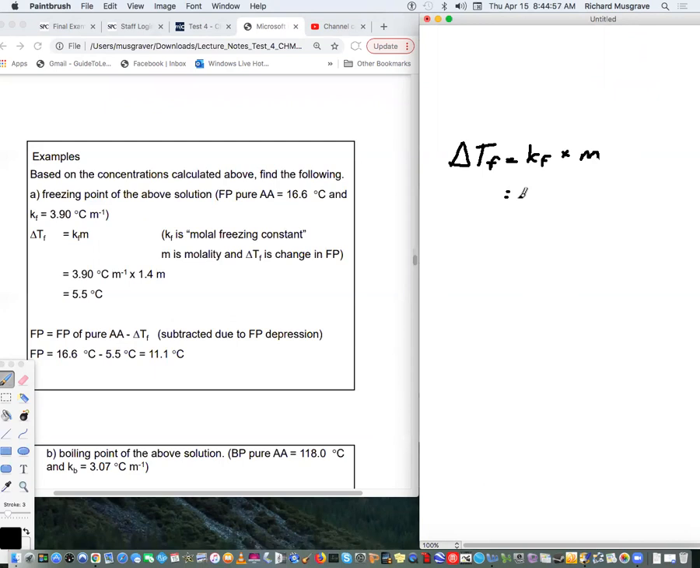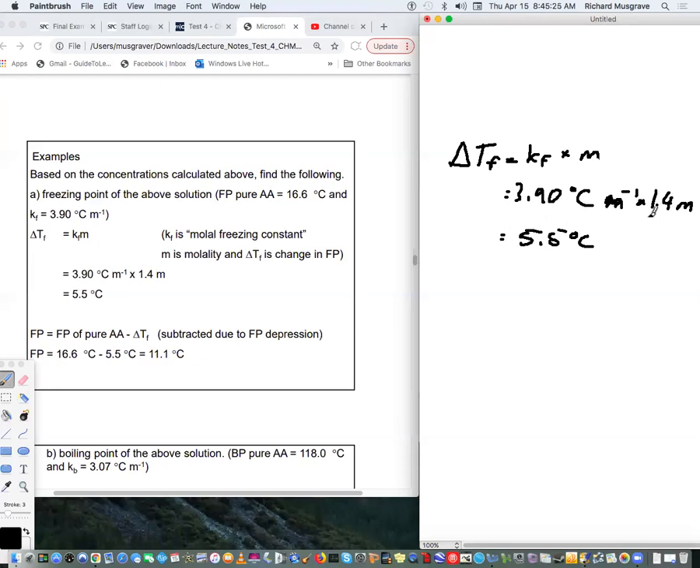You do not have to memorize this. But delta Tf is given as Kf times molality, which is little m here. Now the Kf you can see is 3.90 degrees Celsius, and that's little m to the -1. And that's multiplied by the molality, which is 1.4 little m, which comes out to be 5.5 degrees Celsius. And what this represents is the actual freezing point depression.